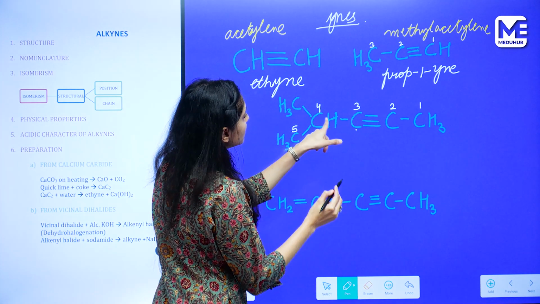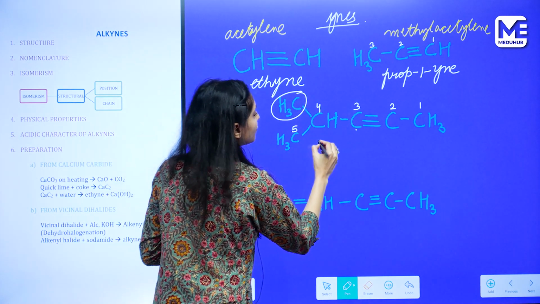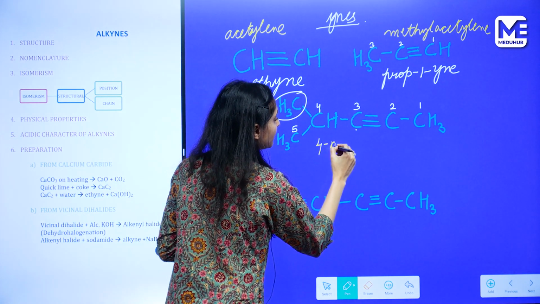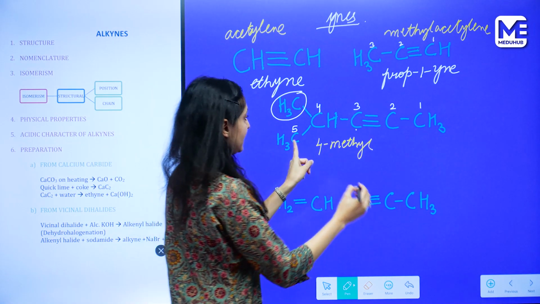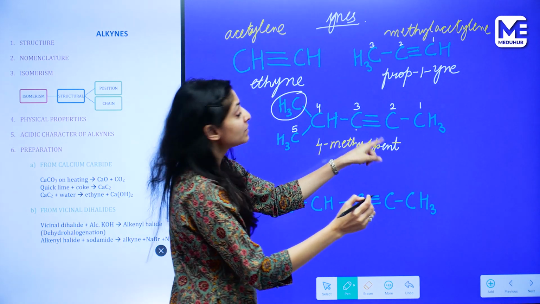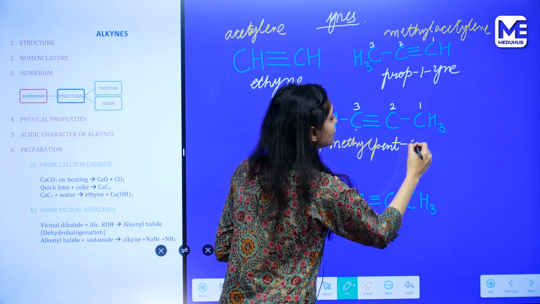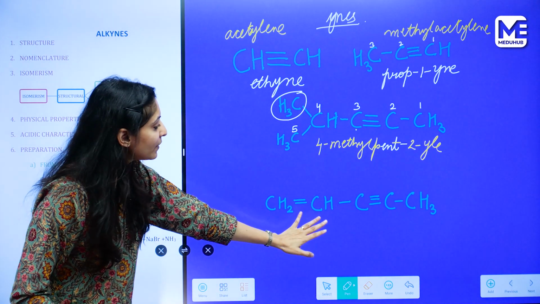So at the 4th carbon, there is a methyl group here. So we have 4-methylpentyne. And where is the triple bond? It is at the second carbon, pent-2-yne. Right?